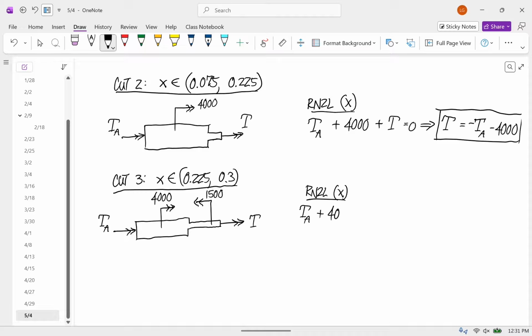So fancy TA plus 4,000 minus 1,500 plus fancy T is equal to 0. So fancy T is equal to negative TA minus 2,500.